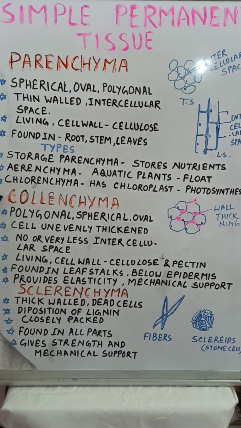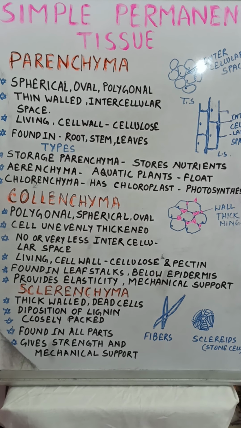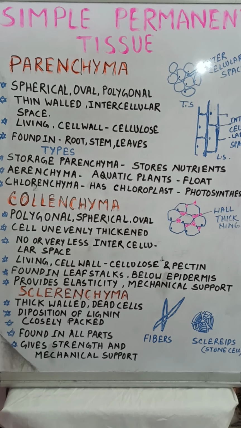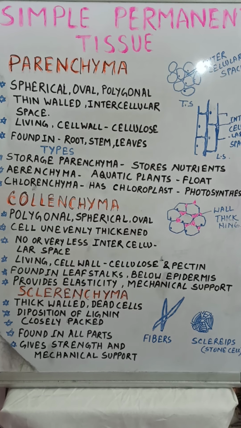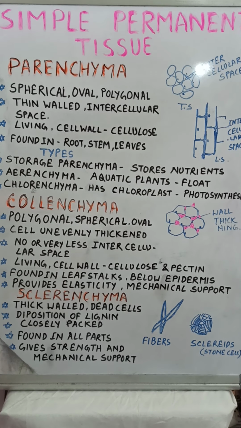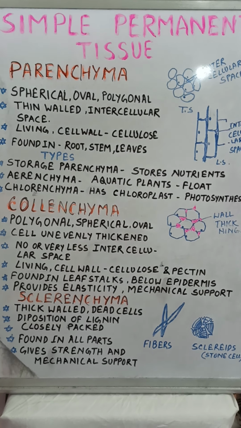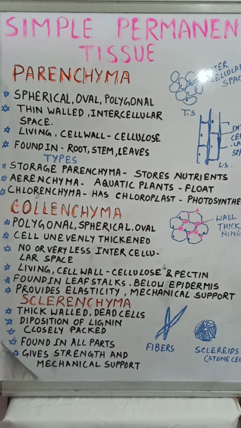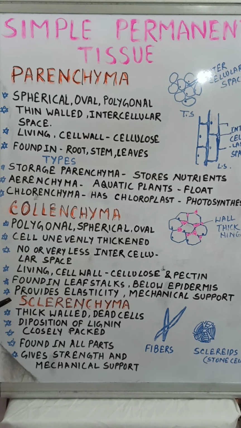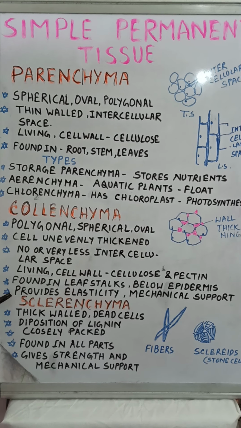So collenchyma is a simple permanent tissue which is living, has no intercellular space or very little intercellular space because of the deposition of cellulose and pectin, and gives mechanical support to the plant. Now let us talk about the third type, or the third category, that is the sclerenchyma. We talk about the sclerenchymatous tissue.